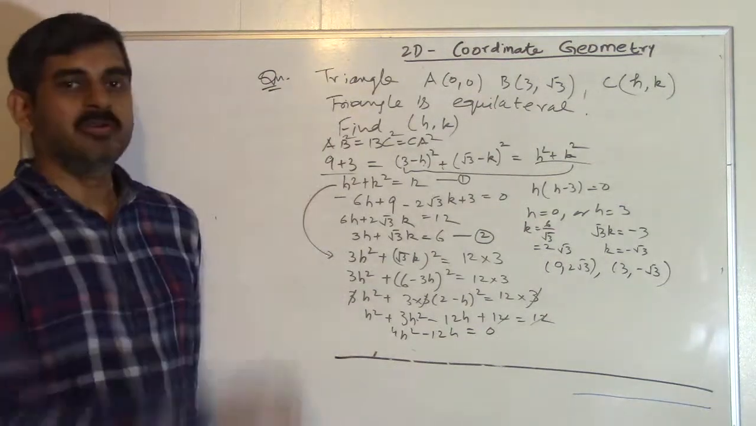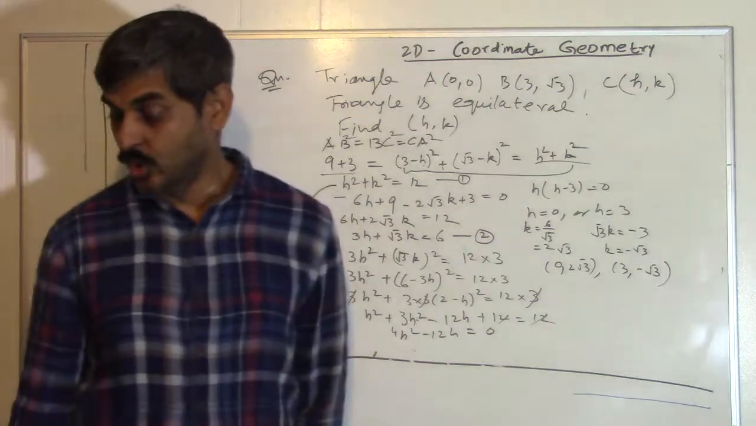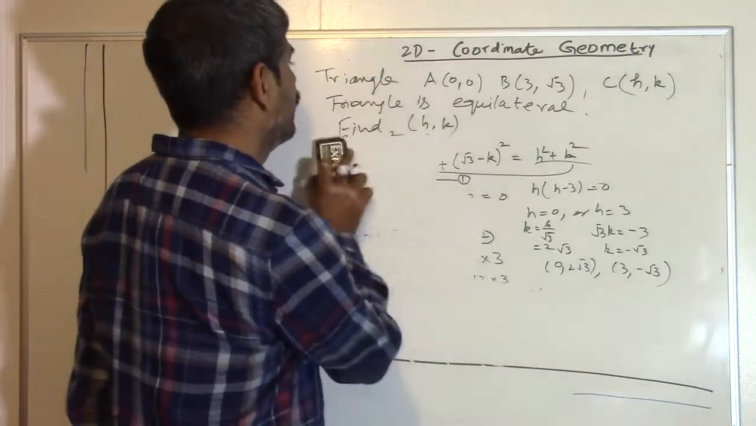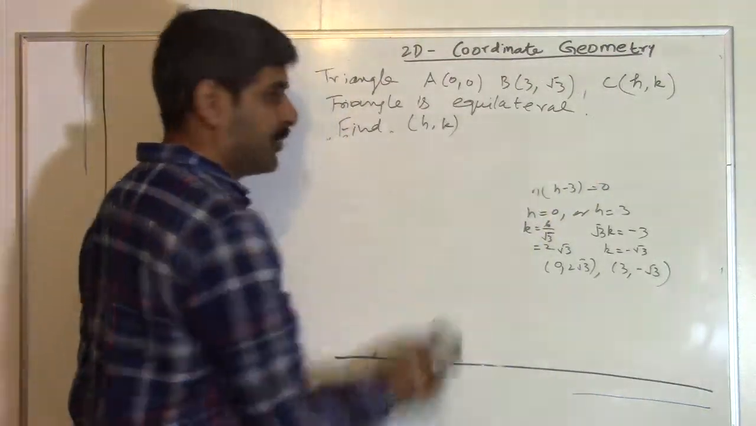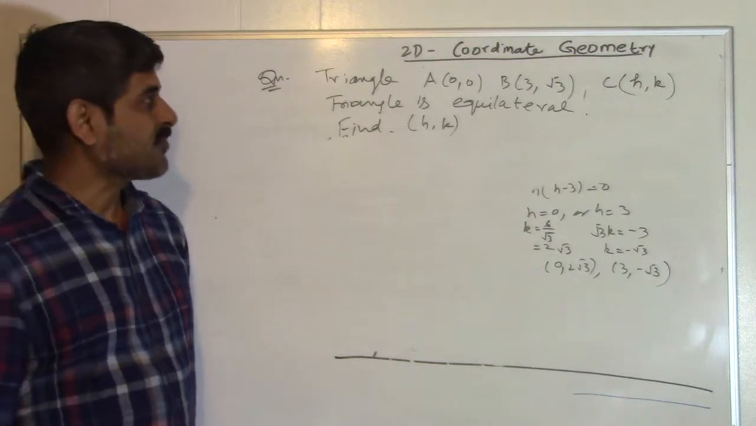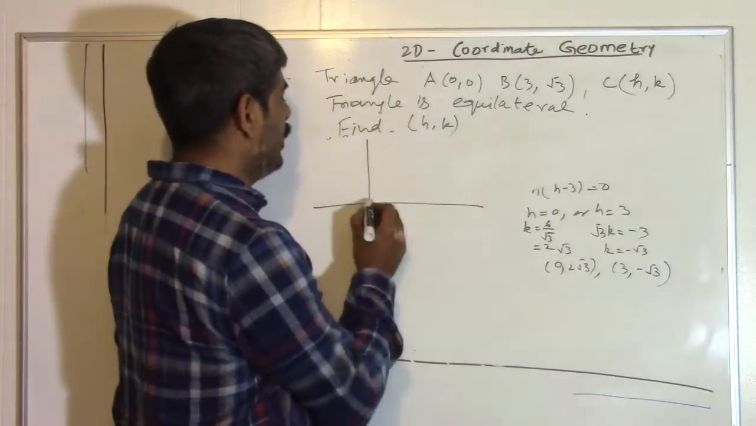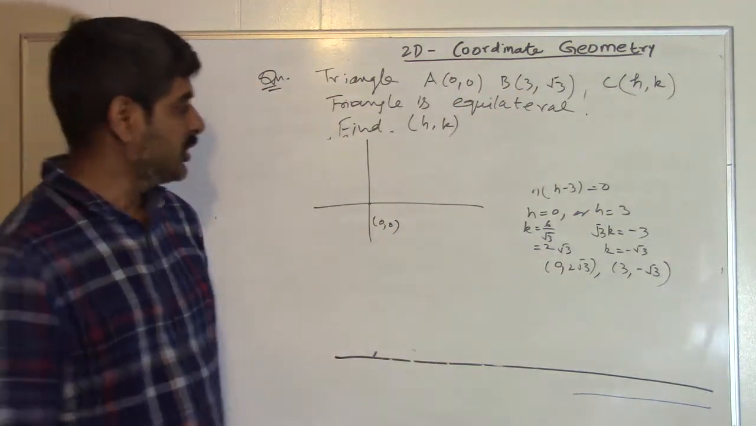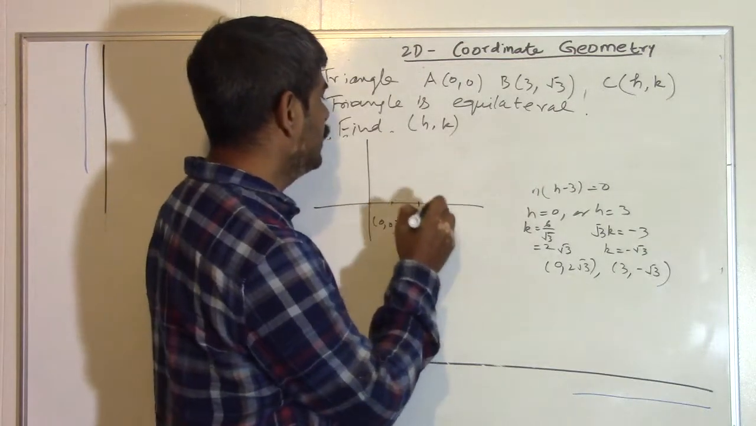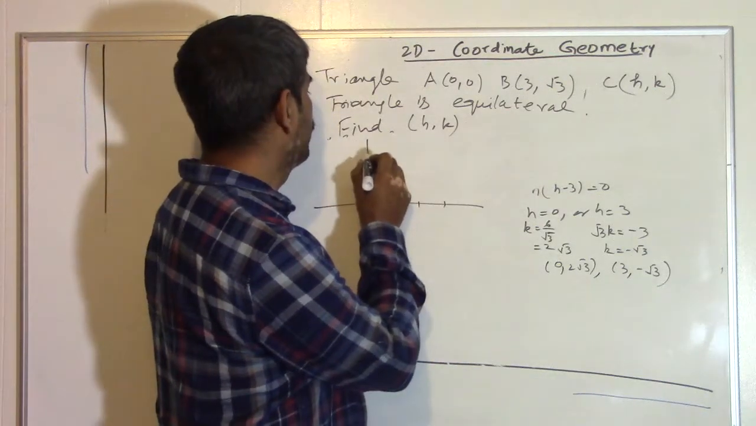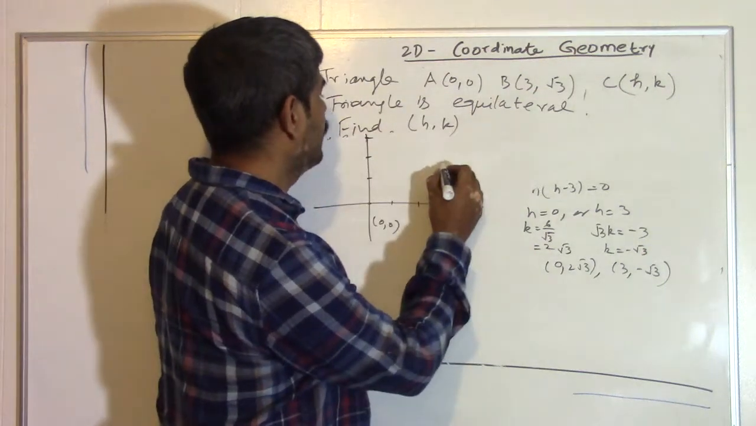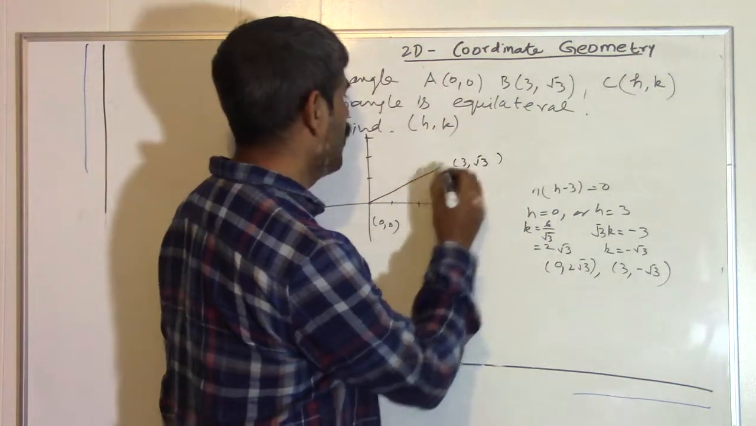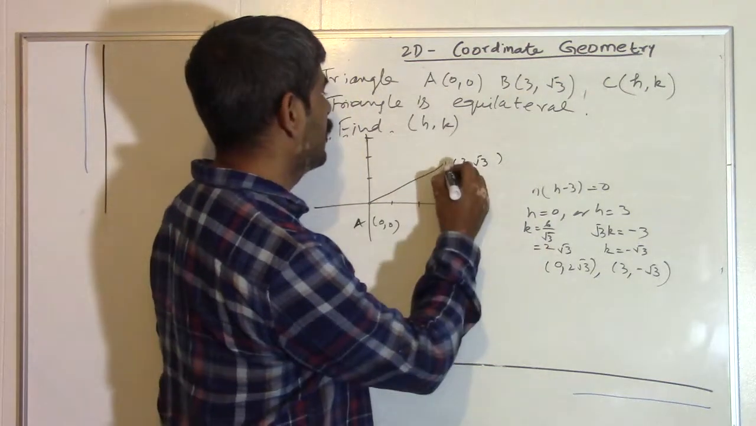This is based upon what we learned about the distance between 2 points. Now what we are going to do is we will try to look at what is actually happening in a coordinate plane. One point is 0, 0, the other point is 3 root 3. 1, 2, 3, and root 3 will be around 1.7 somewhere here. This is 3 root 3. And I join these 2 points. This is called A and this is called B.